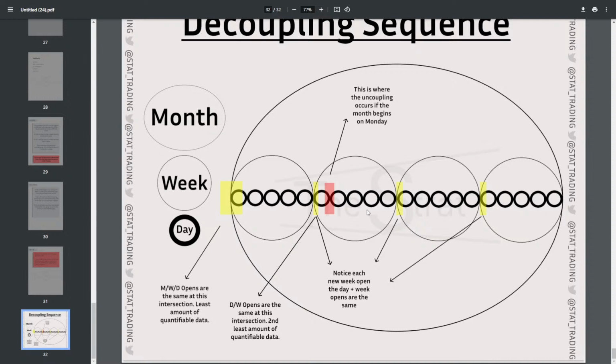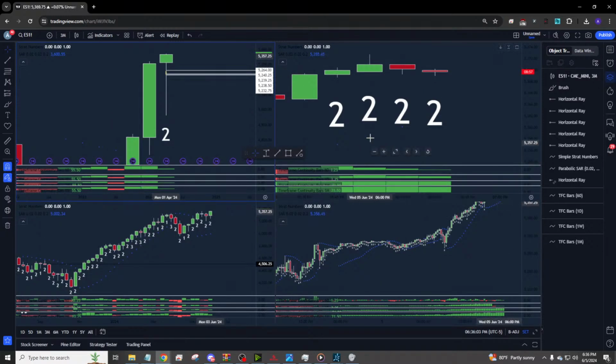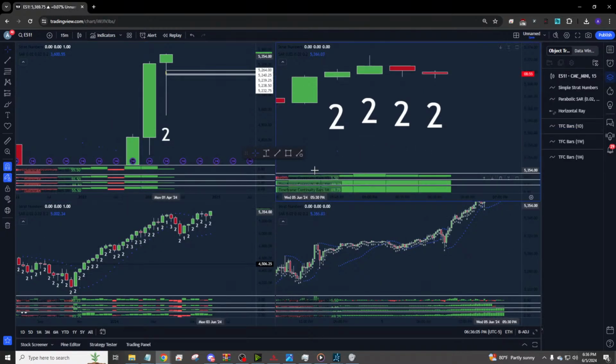Just for reference, yes, this is just to show you that all the opens start at the same time here, and then the week open separates, and then the second day of the week, the day open separates from the week. And we'll have an example of that on the charts. And we can pull those up. So as long as people are good to go, then we can get going here.